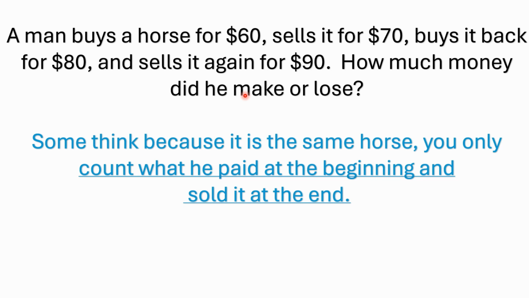And then there's the people who think that somehow because it's the same horse, you only count what you paid at the beginning and sold it at the end. And I know people think that because I've seen multiple problems like this where, I bought a cow, I bought an elephant. There's a bunch of problems out there, the same type of problem. And yet people somehow get hung up on the fact it's the same animal being bought twice and sold twice. It makes no difference. The only thing that matters is that there were two sales.